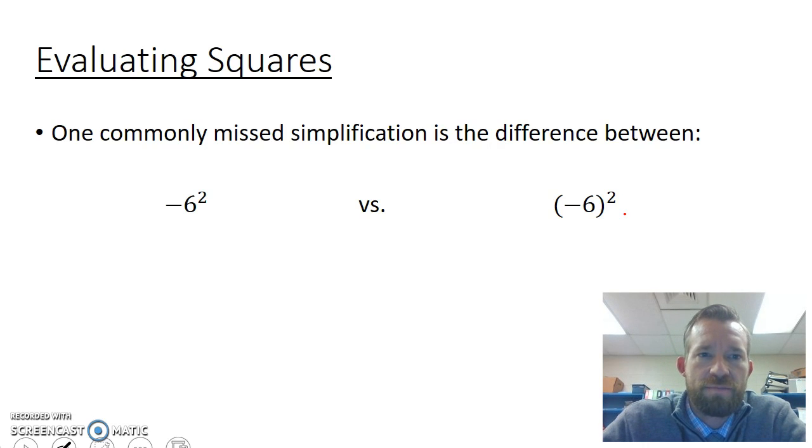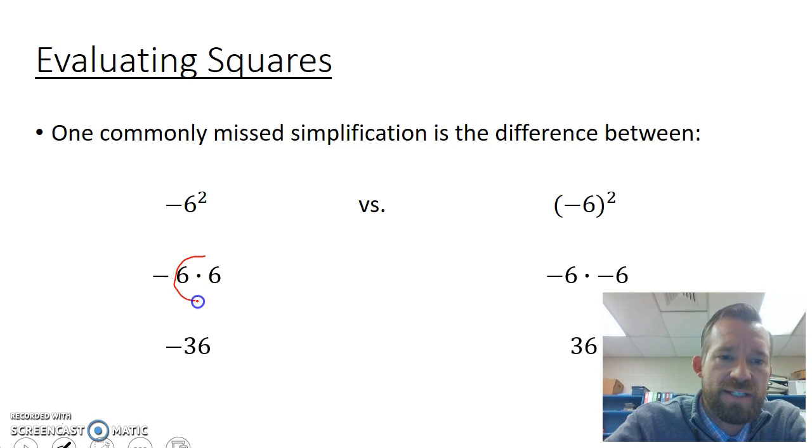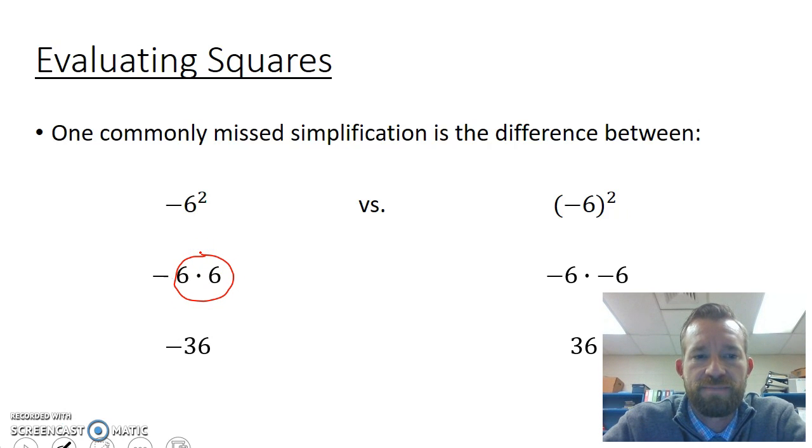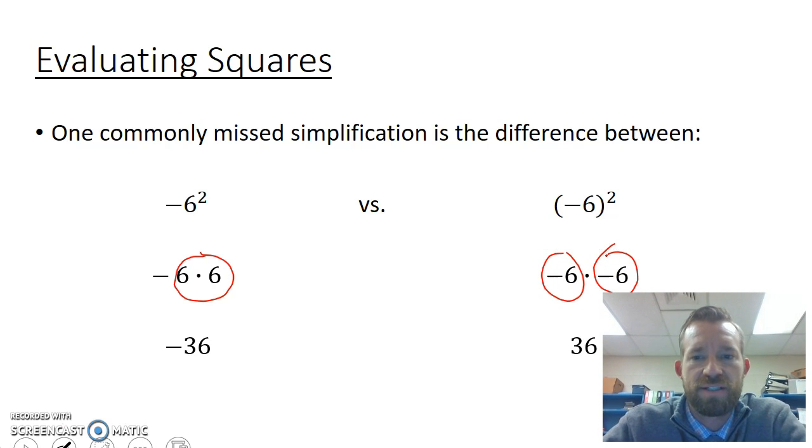One little trick for evaluating squares is the difference between these two. One's positive and one's negative. Turns out that the one on the right is positive and the one on the left is negative, and that's because of what squaring actually does. On the left, we're actually squaring 6, so we're doing 6 times 6, and then we make that result negative. On the one on the right, we're doing -6 times -6, which gives you a positive 36.